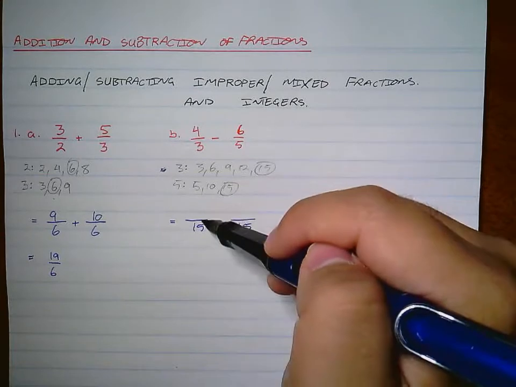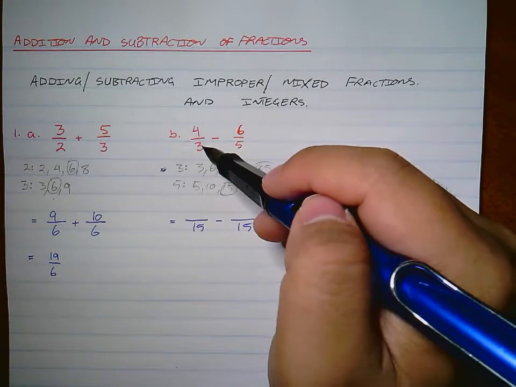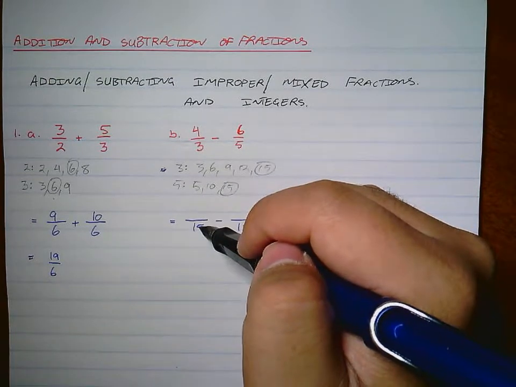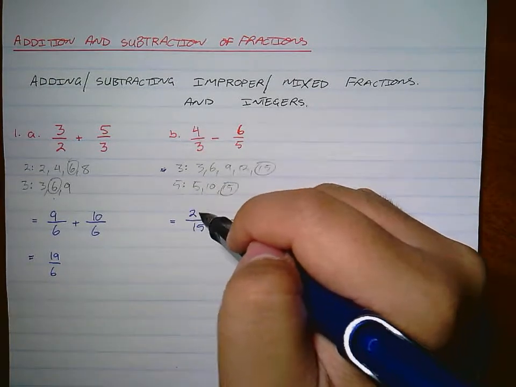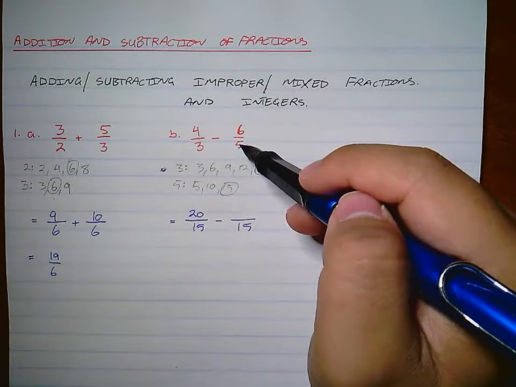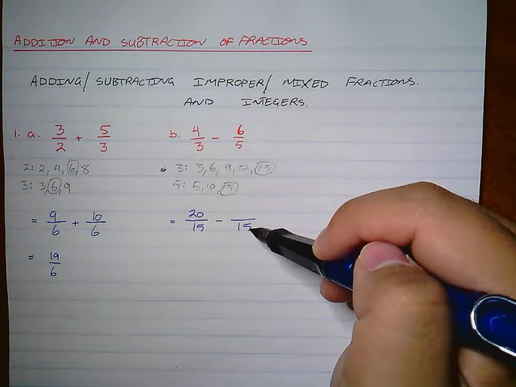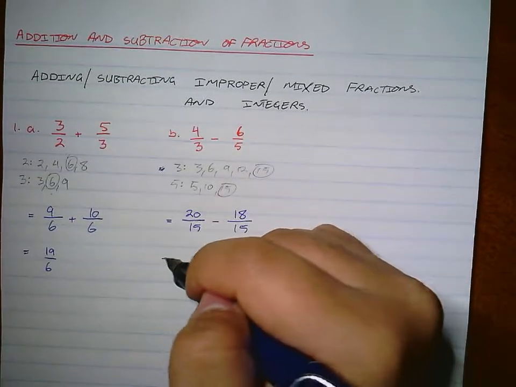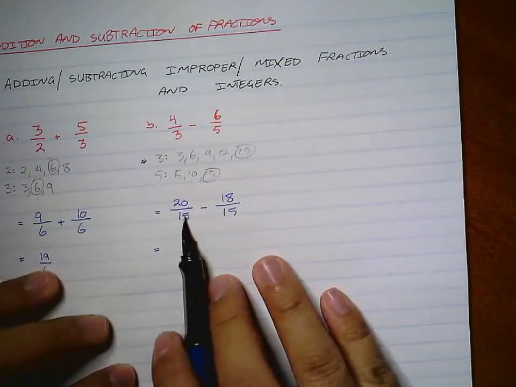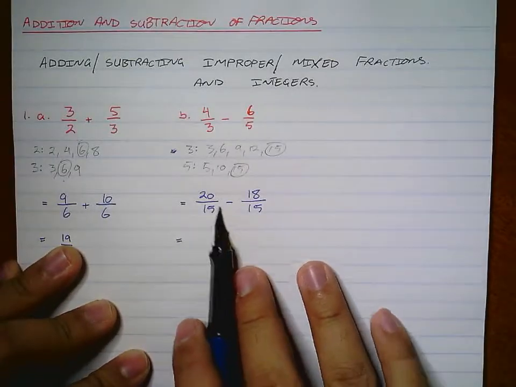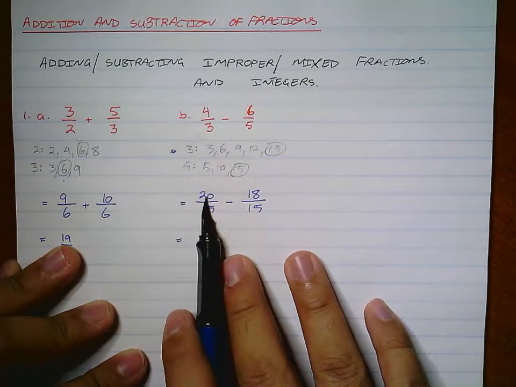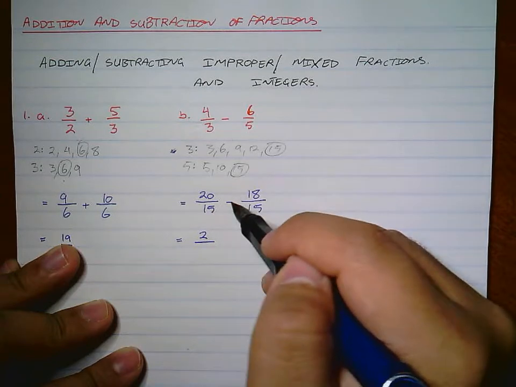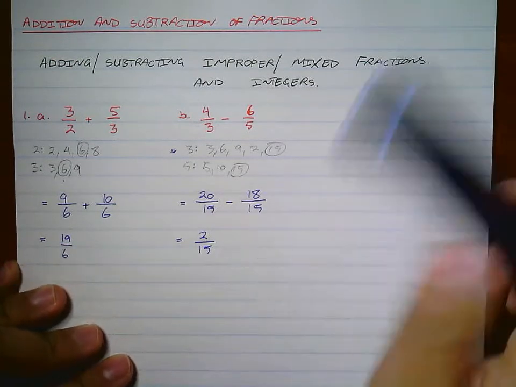3 to become 15, we multiply by 5. 4 times 5 is 20. 5 to become 15, we need 3. So 6 times 3 is 18. Since we have the same denominator, we can just focus on the numerator. 20 minus 18 is 2. 15 remains the same denominator.